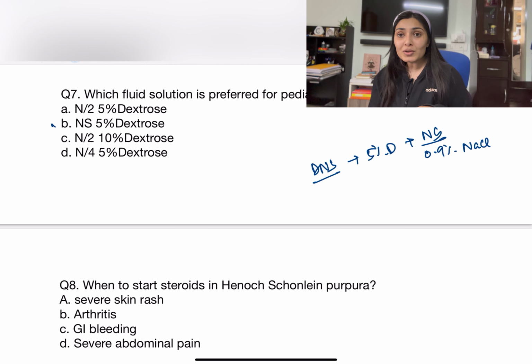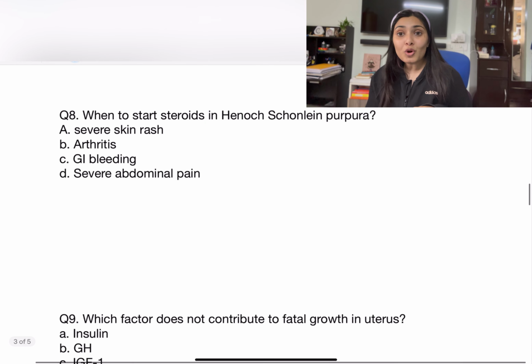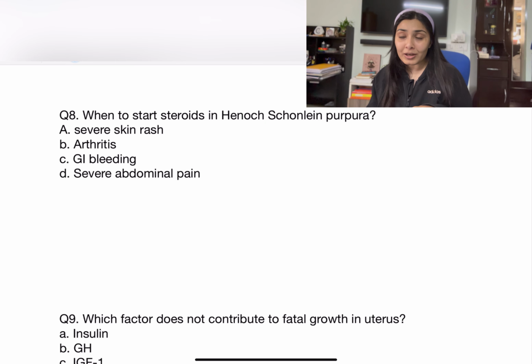Moving on to the next question, when to start steroids in Henoch-Schonlein purpura? Henoch-Schonlein purpura is a self-limiting condition, so we don't usually give steroids, but whenever there is severe GI involvement, we give steroids. So let us look into the question. The options are severe skin rash, arthritis, GI bleeding, severe abdominal pain. So these two options are confusing here. Both indicate severe GI involvement, but if I have to pick one, that could be option D, that is severe abdominal pain, right?